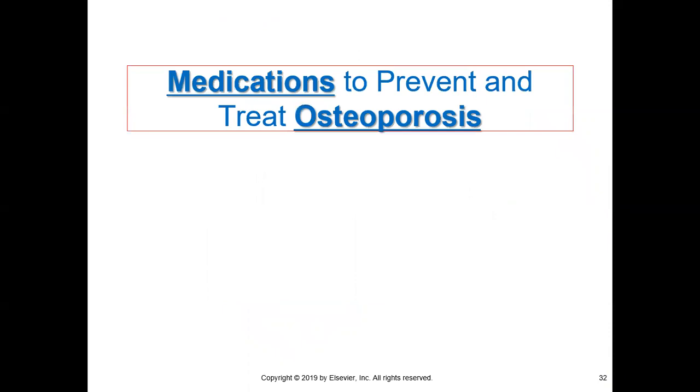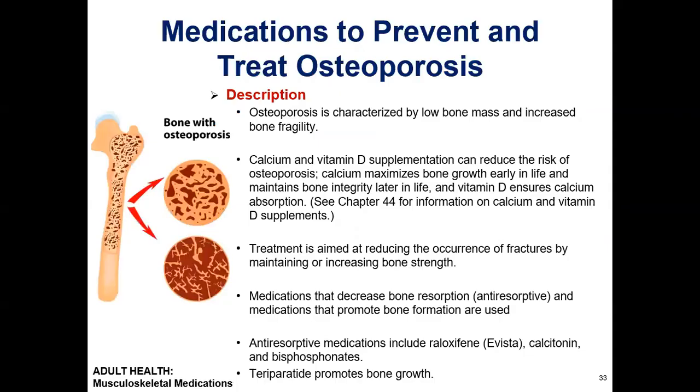Next, the medication we use to prevent and treat osteoporosis. So what are the common medications we use for osteoporosis? Osteoporosis is characterized by low bone mass and increased bone fragility.